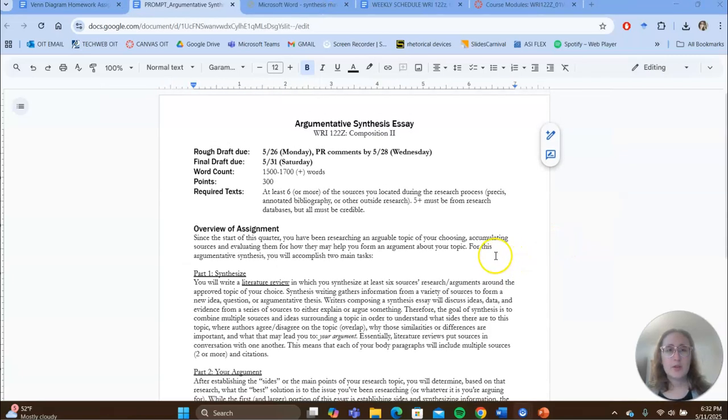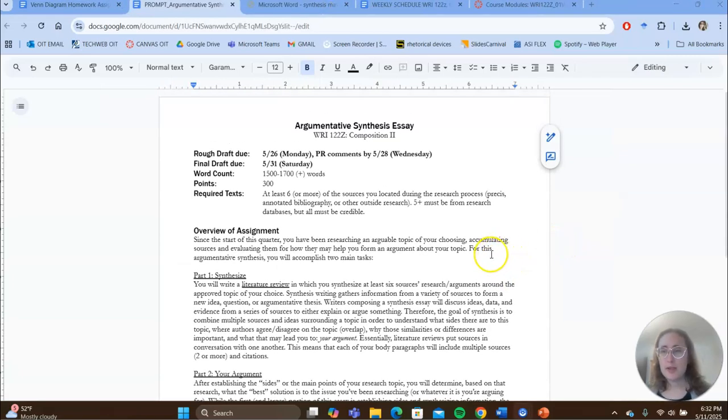And then really quickly, I wanted to show you there is a formal prompt for the essay as well. It's also on Canvas. I didn't show it to you earlier in the video because we had some slides. But you can see the due dates here. So we have coming up at the end of May. The word count that I talked about, this project's worth 300 points, and you need at least 6 sources.